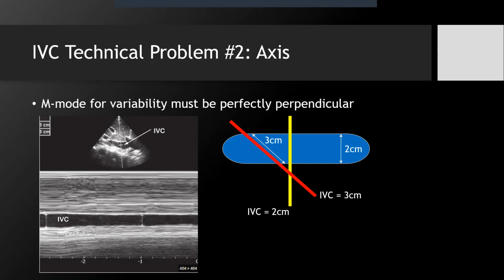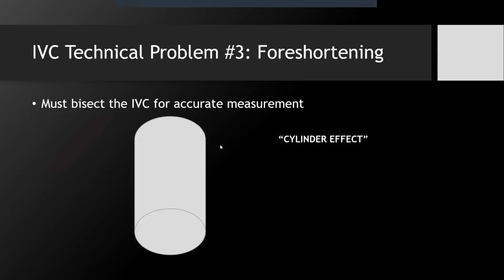So things that look like no difference at all can actually be quite a big difference because at 20 centimeters depth, subtle changes are actually more than you might be able to appreciate. I've mentioned the cylinder effect before, and here we're finally talking about it. So you have to bisect the IVC if you want to accurately measure. So if you want to measure your 2 centimeter IVC, you've got to measure it right here, but you might not realize that you're actually here.